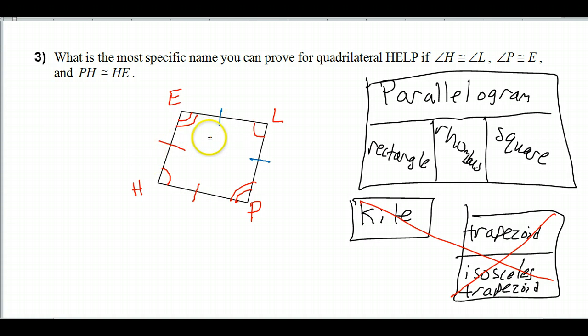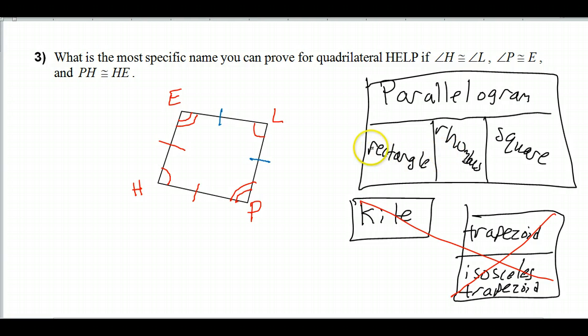Okay, so we have opposite angles congruent and we have all four sides congruent. So all four sides congruent is the definition for which one of these three special parallelograms? That's the definition of a rhombus. So we definitely know it's a rhombus now for sure.